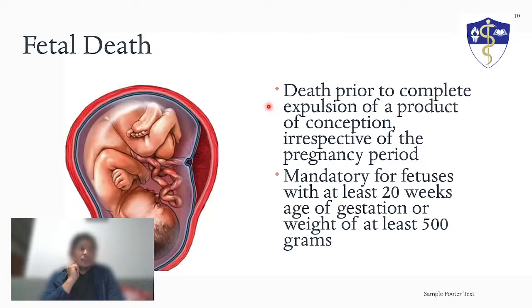Fetal death. The definition was given on the previous lecture. It's a death prior to the complete expulsion, so prior to birth, of the product of conception, irrespective of the pregnancy period. So it's mandatory for fetuses with at least 20 weeks age of gestation or weight of at least 500 grams to have the certificate of fetal death. So in order for that to be valid, you also have to write down the certificate of live birth.